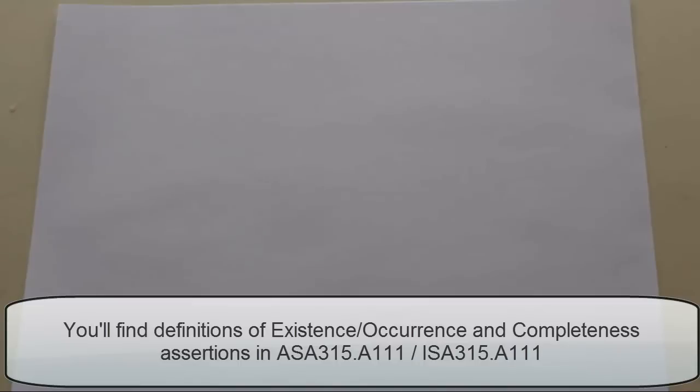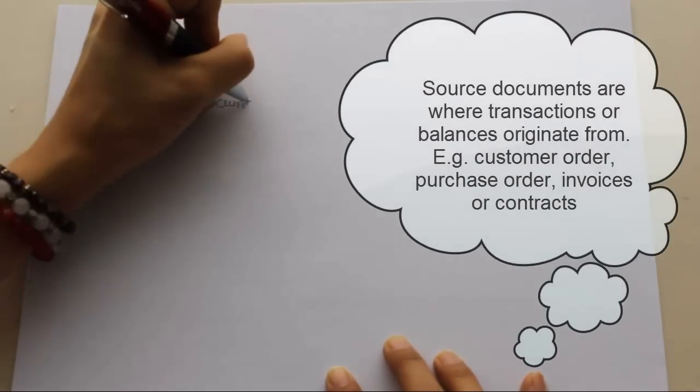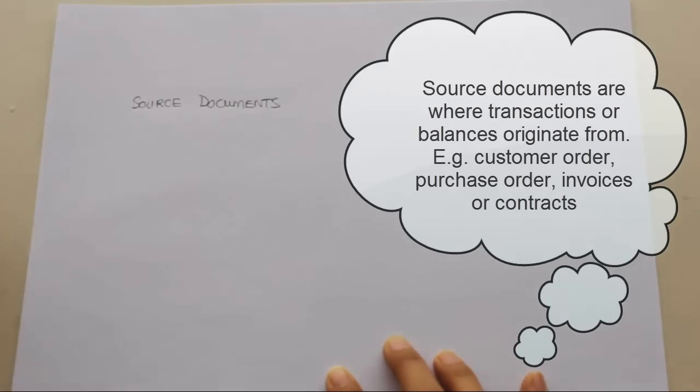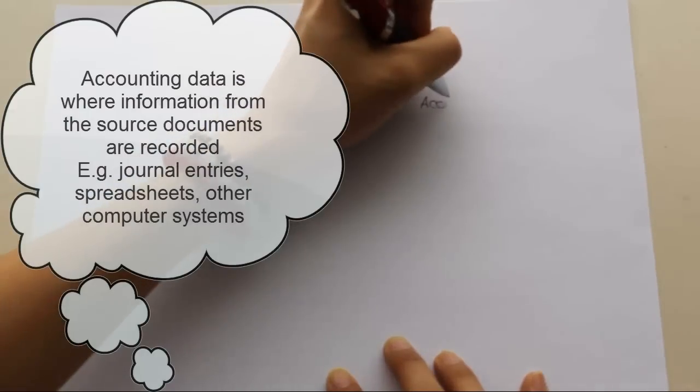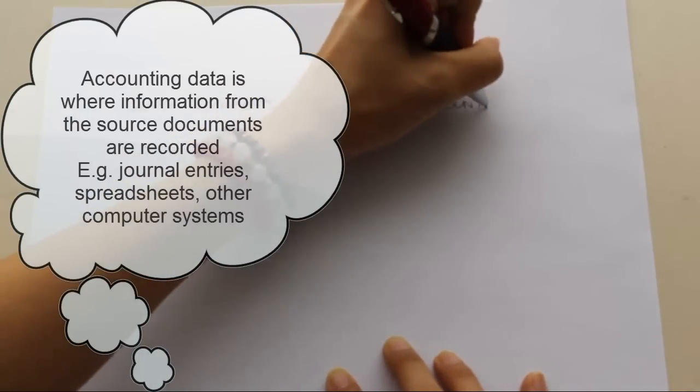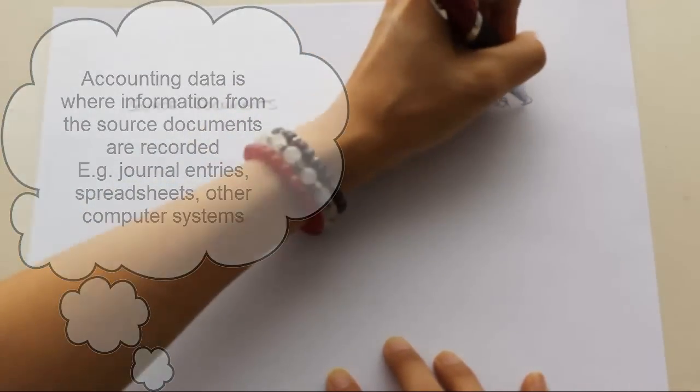What we're going to learn about today is the difference between testing for the existence assertion or occurrence assertion and the completeness assertion. So when we're doing our audit testing, we're looking at two things. We're looking at source documentation, and we're comparing that information to accounting data.